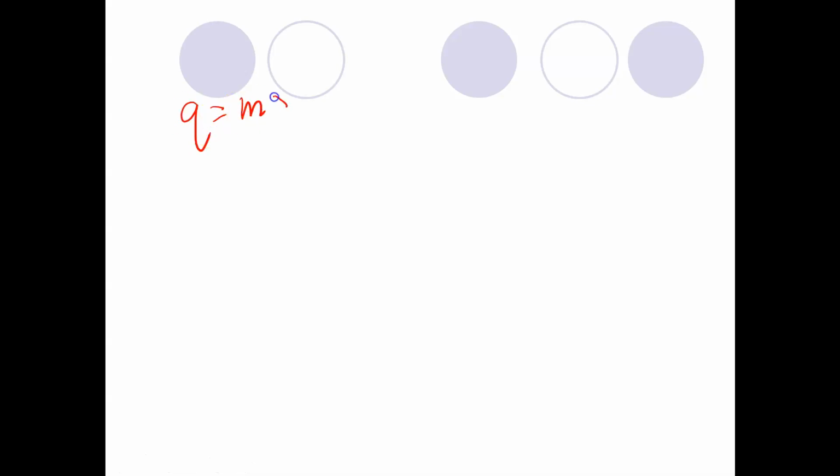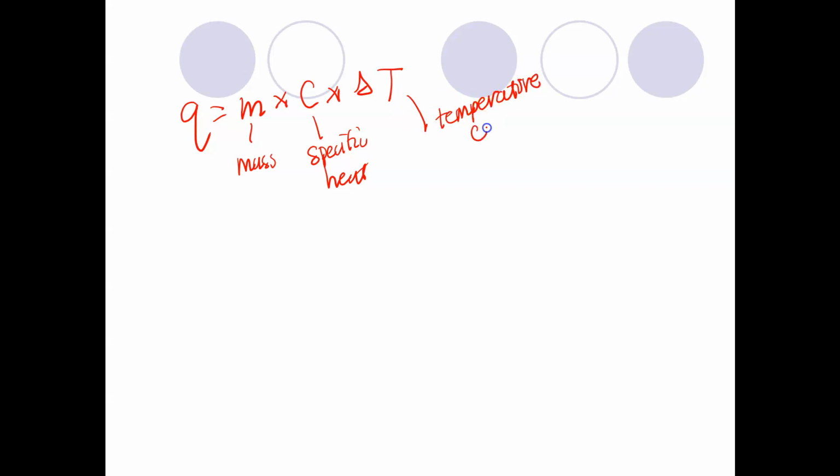beautiful equation where M stood for mass, C stood for specific heat, and delta T stood for temperature change. And Q stood for heat. Okay. This works great as an equation when we're changing the temperature of something.